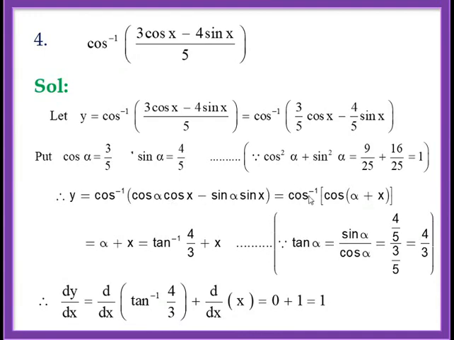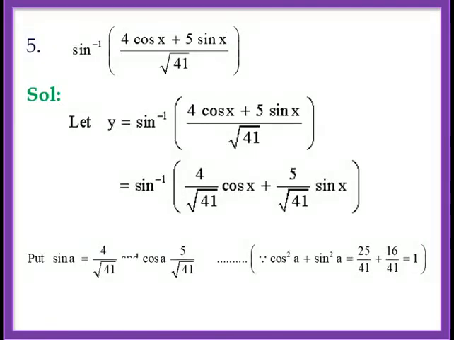Yes, cos inverse of cos of any angle is that angle. So alpha plus x. In exam you can say that alpha is a constant, so its derivative is 0. Otherwise, what is tan alpha? Sin upon cos, so you get 4 by 3. So what is alpha? Tan inverse 4 by 3, again a constant, so its derivative is 0. And what is the derivative of x? 1. So the final answer is 1.